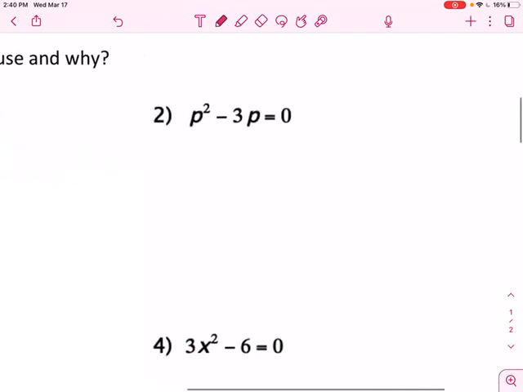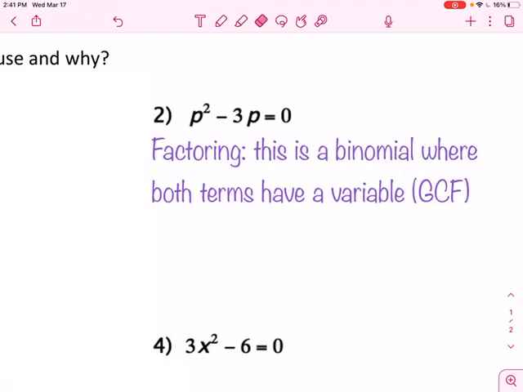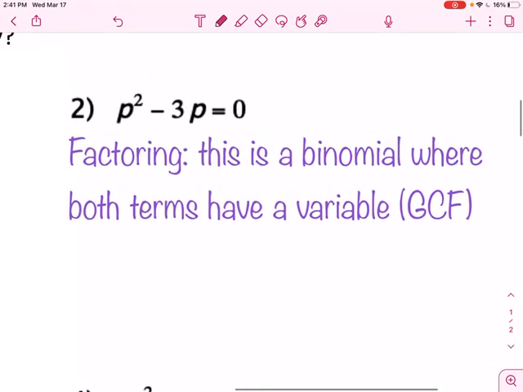For number 2, this would also be a case where you'd want to use factoring. In this case, it's a little different than number 1. You have a binomial, so there's only 2 pieces here, but both of those pieces have a variable. In this case, both pieces have a p, so you can pull out a GCF, or factor out a GCF, and break it down into factors.